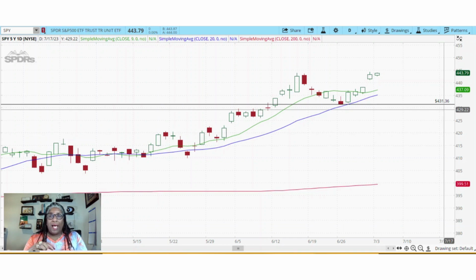This is not a hard line. Anytime you see support and resistance, these are in zones. There may be a plus or minus 3, plus or minus 4. Bigger stocks like SPX, it may be plus or minus 10. There's a little room here, okay?